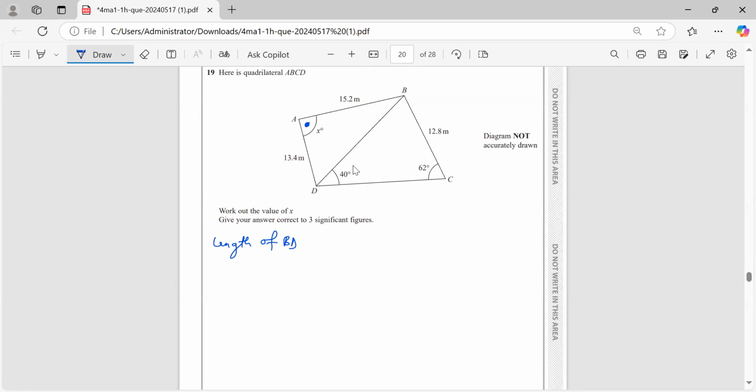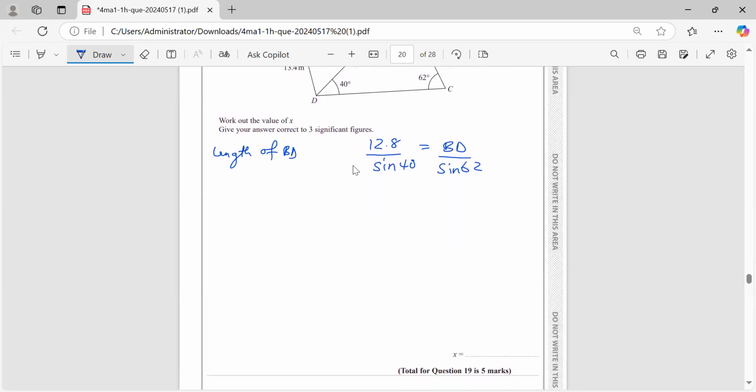So we can actually see that BC is 12.8 meters. So it's complementing this angle here, 40, right? So we're going to write 12.8 over sine 40 is equal to BD over sine 62, right? So that's the sine we're actually using over there.